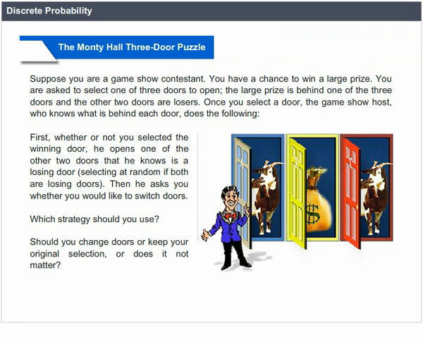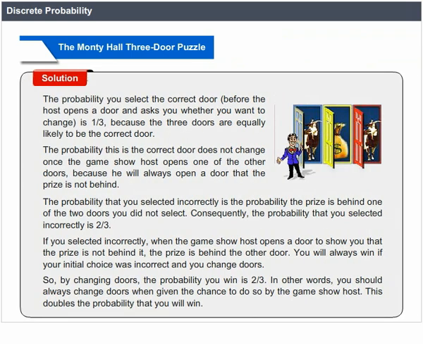Solution: the probability you select the correct door before the host opens a door and asks you whether you want to change is 1/3, because the 3 doors are equally likely to be the correct door. The probability this is the correct door does not change once the game show host opens one of the other doors, because he will always open a door that the prize is not behind. The probability that you selected incorrectly is the probability the prize is behind one of the two doors you did not select. Consequently, the probability that you selected incorrectly is 2/3.